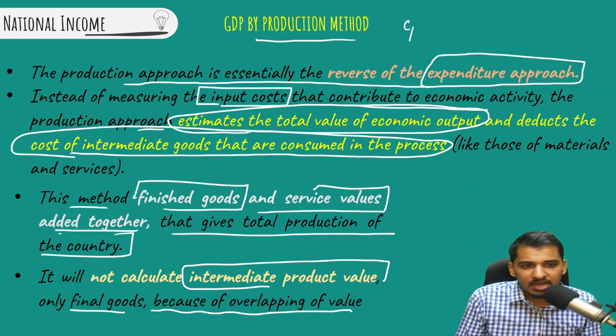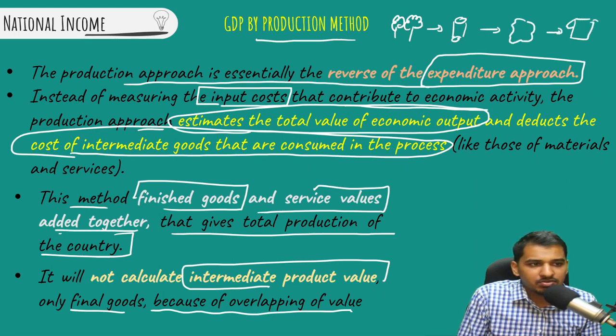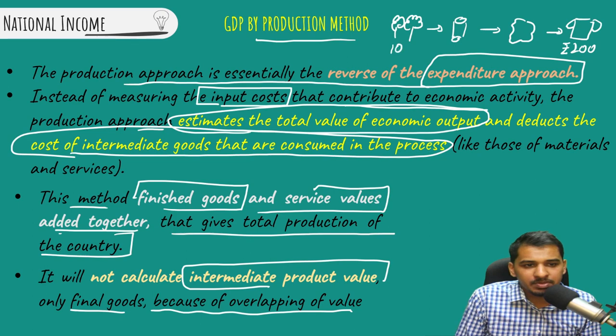Suppose this is a cotton farmer. He is producing some cotton. Now these cottons will make some yarn. From this yarn, you will make some fabric. And from this fabric, you will make some shirt. So you will just calculate the price of this shirt. Suppose this is rupees 200. You will not add, suppose this is of 10 rupees, this is of 20 rupees, and this is of say 40 rupees. So you will not add this 10, 20 or 40 in your GDP calculation.